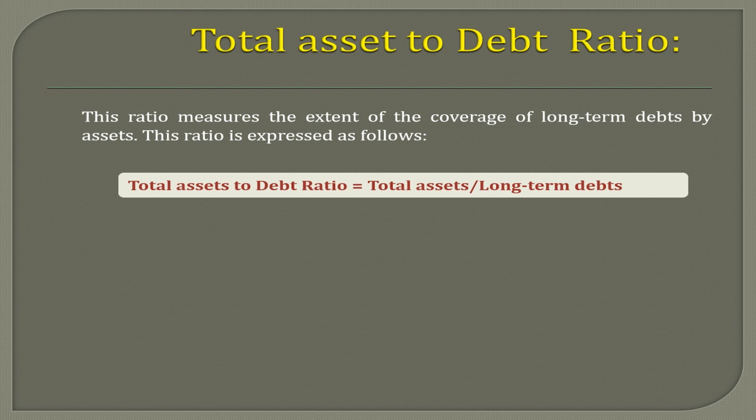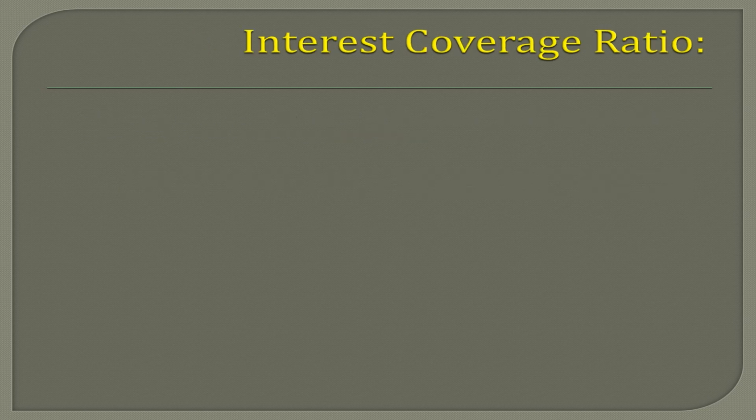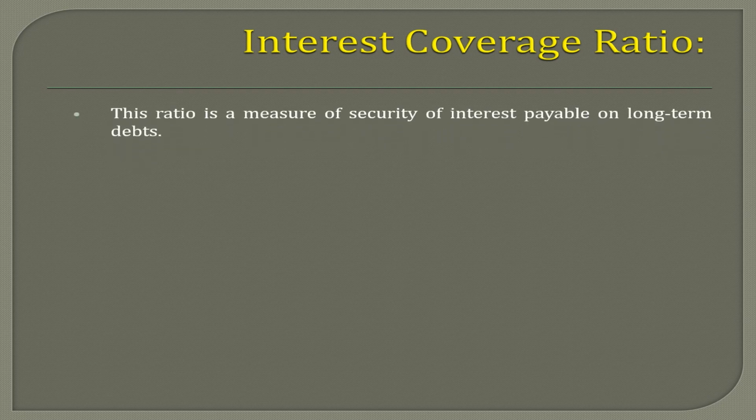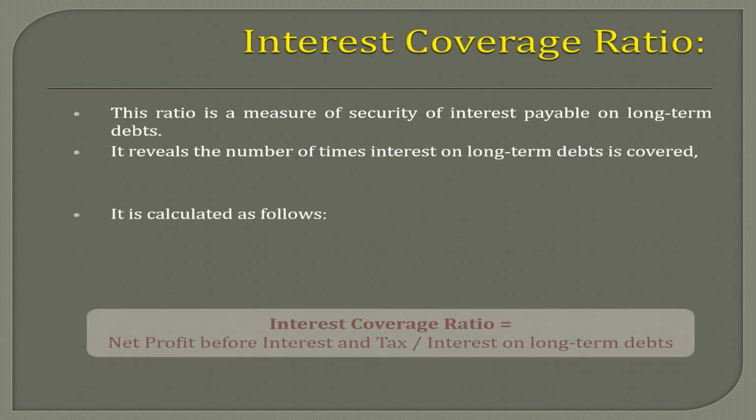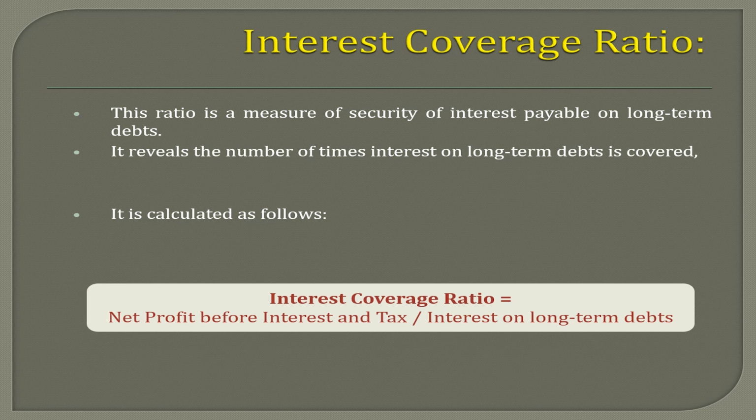And the last one is interest coverage ratio, which is also known as ICR. This ratio is a measure of security of interest payable on long-term debts. It reveals the number of times interest on long-term debts is covered by the profits available for interest. So, interest coverage ratio is equal to net profit before interest and tax divided by interest on long-term debts.